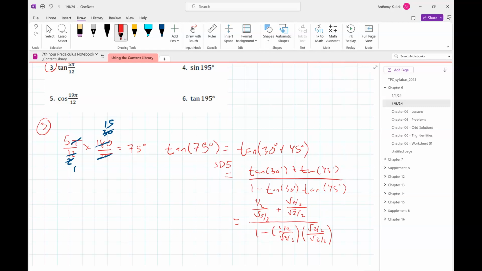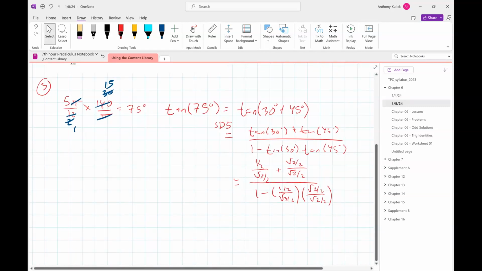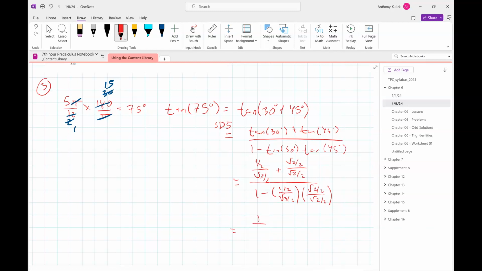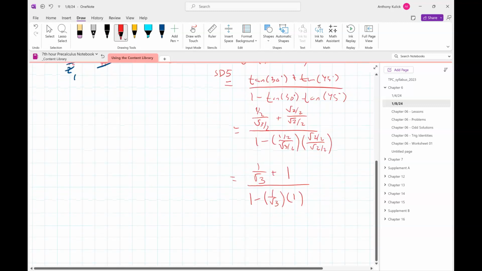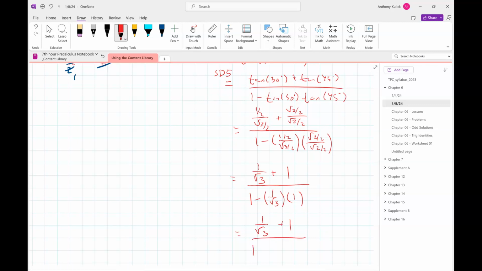So far, so good, Charlie? Okay. I'm going to simplify these now. So 1/2 divided by root 3 over 2 just becomes 1 over root 3. And root 2 over 2 divided by root 2 over 2 is just 1. And if I multiply the denominator, 1 times 1 over root 3 just becomes 1 over root 3.